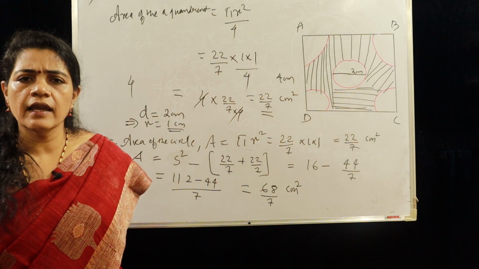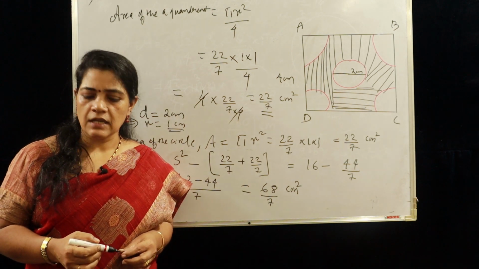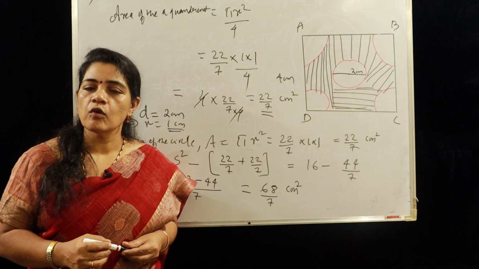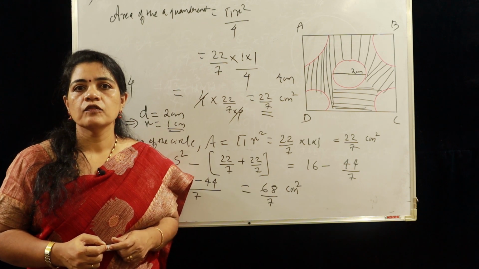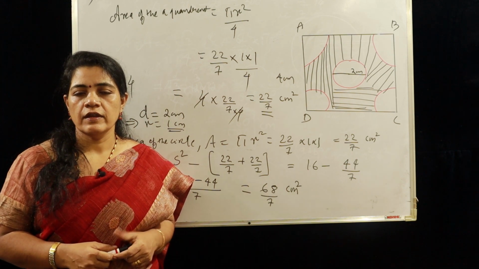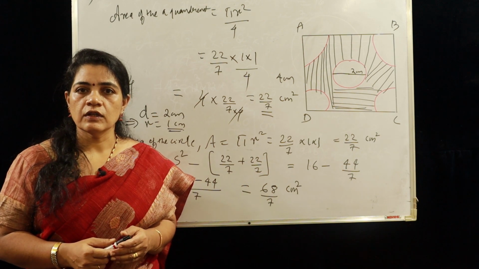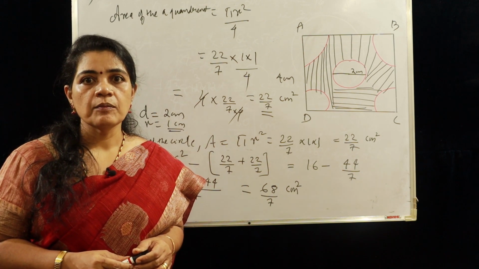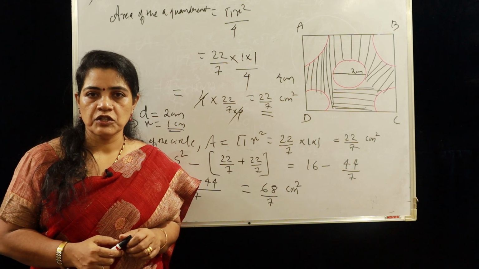It's quite simple again. Just subtract the sum of the 4 quadrants plus the area of that circle from the total area of the square. Very simple one. Take sufficient practice and become perfect with your calculation part.